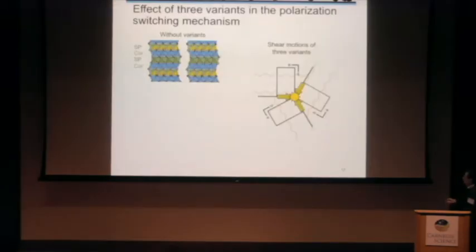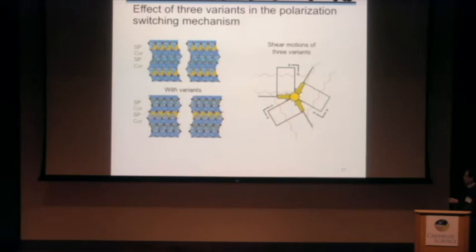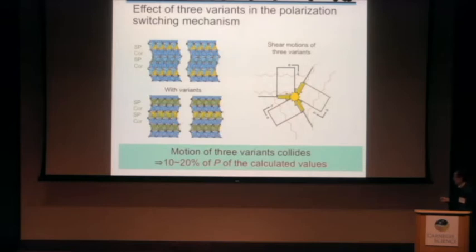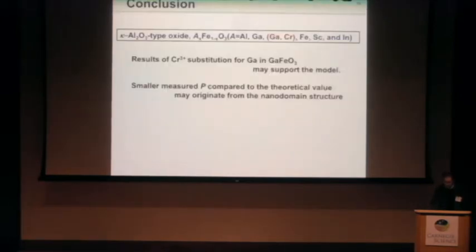This is just an estimation, but if the domains exist like this, with the three variants, when the electric field is applied, the motions of these variants collide. So maybe this is the reason for the decrease in the experimental value of the polarization.